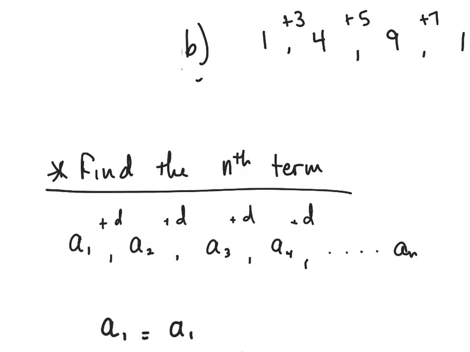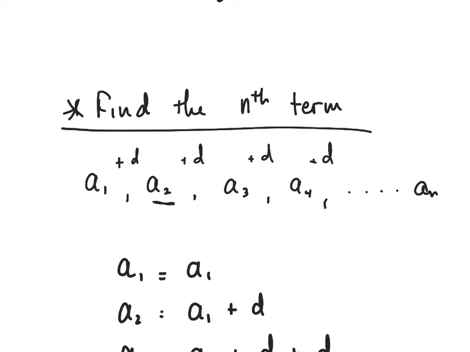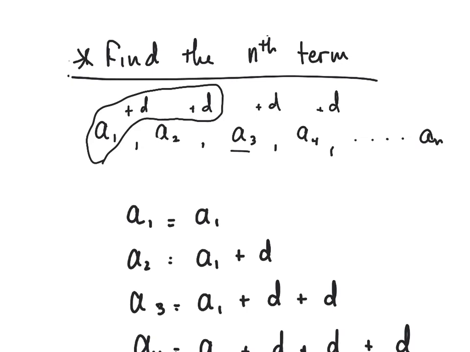Now, first term is just equal to the first term. Second term, however, we can think of as the first term plus that common difference. So you see here I've written the second term a sub 2 is equal to the first term plus the common difference. Now, the third term we can think of as the first term plus 2 common differences, like that. a1 plus d plus d.